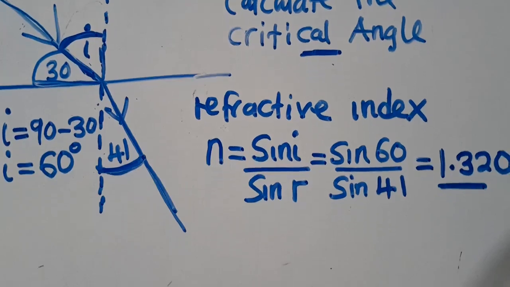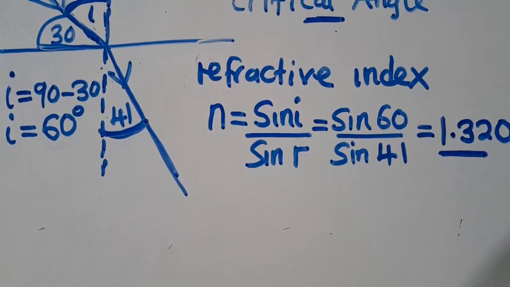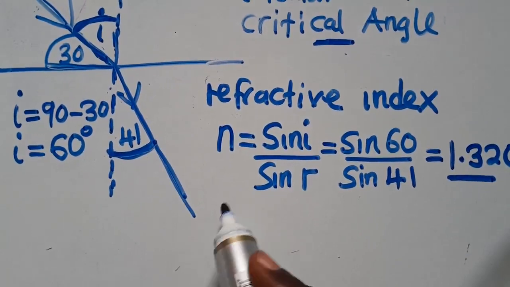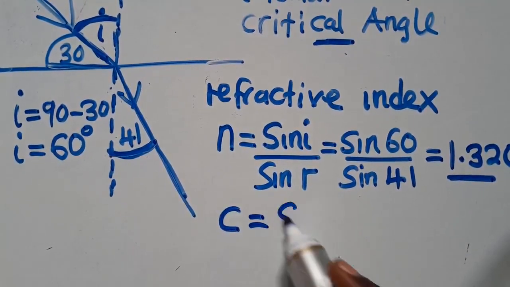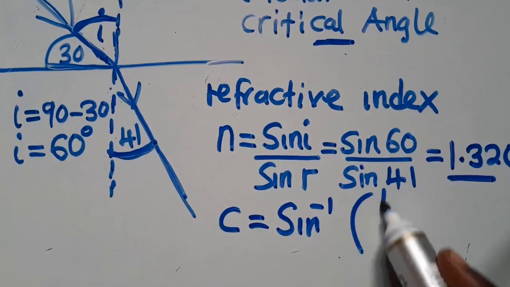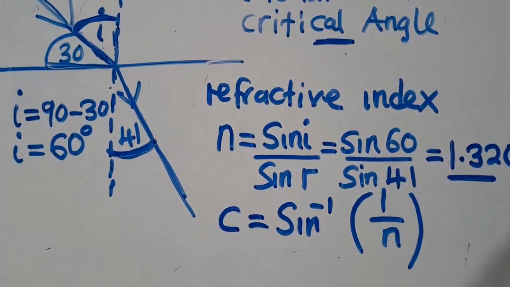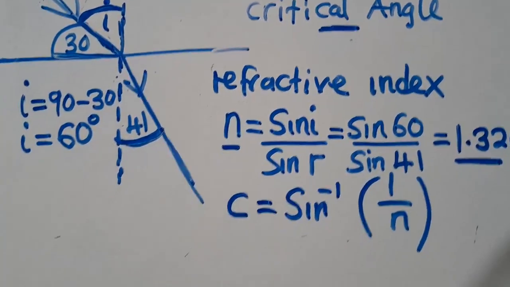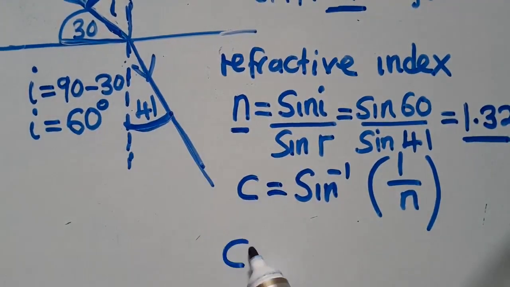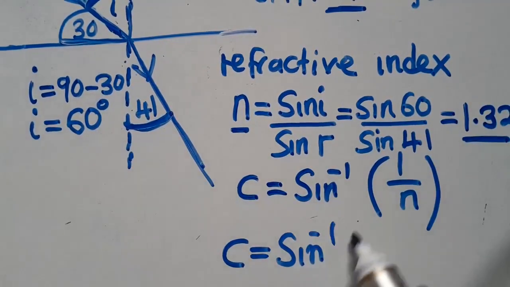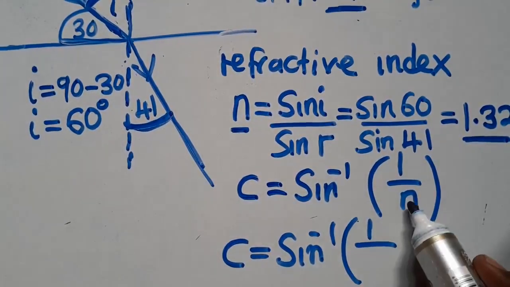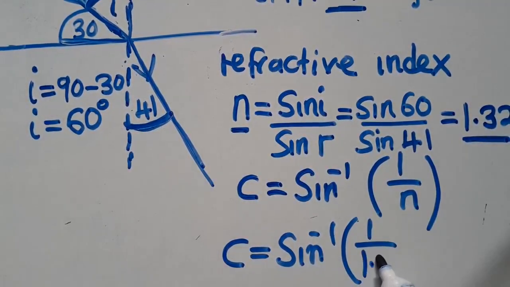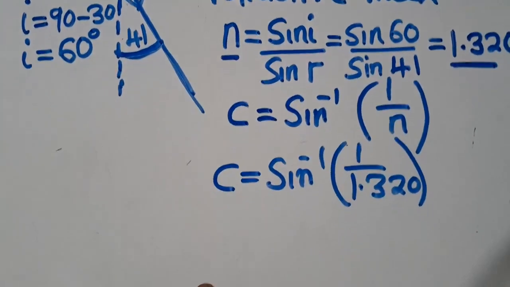And this is the formula that you need to use. Critical angle is equal to sine inverse of 1 over n. Do you know what n is? n is the refractive index. So you just conclude and say critical angle is equal to sine inverse of 1 over the refractive index, 1 over 1.320. Then what answer are you going to get when you divide?